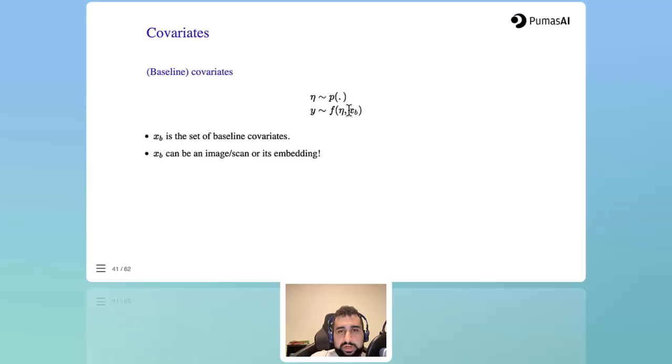Now, X baseline here could also be an image or a scan or one of its embeddings. So you can use another generative model, for example, to pre-process an image and then solve the inverse problem, get the embedding of that image, which is a fixed length representation, like maybe a vector of length 20 or 30, and then plug that in here as a covariate. So the baseline covariate could be coming from another pre-processor of the data that we may define as well.